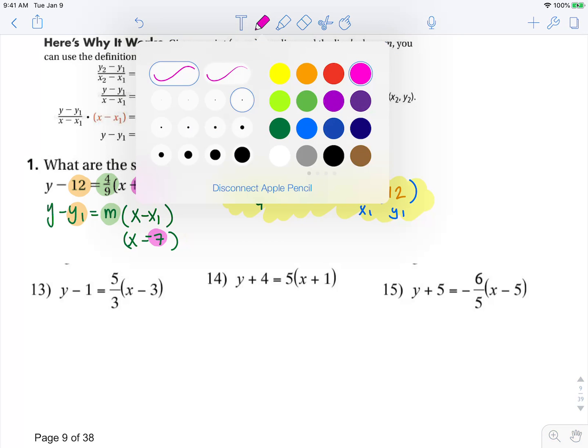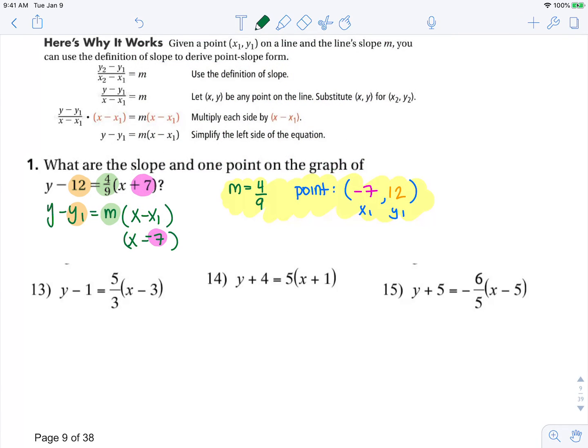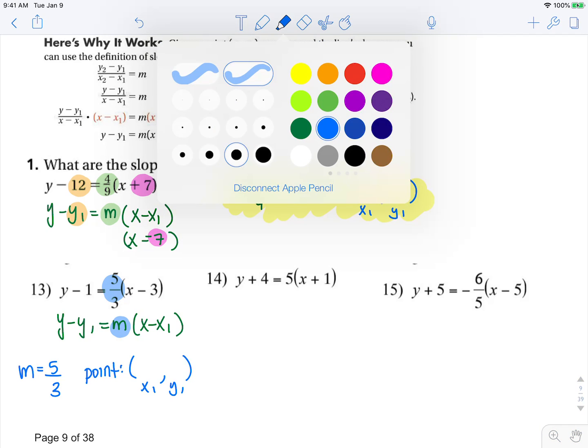Let's try a few more. Here, number 13, y minus y1 equals m times x minus x1. So the first thing I see is my m is in front of my parentheses. My m equals 5/3. Now all I need is my point, which is going to be x1 and y1.